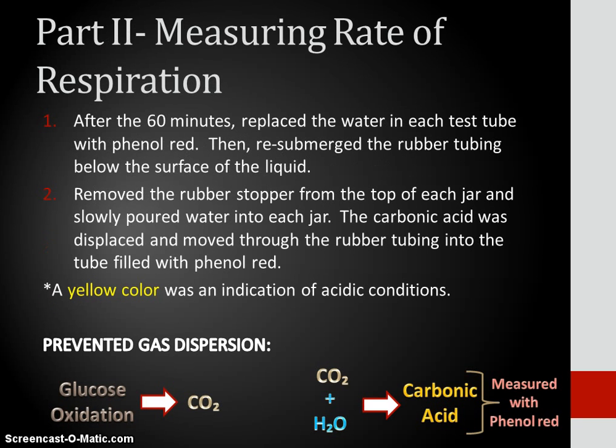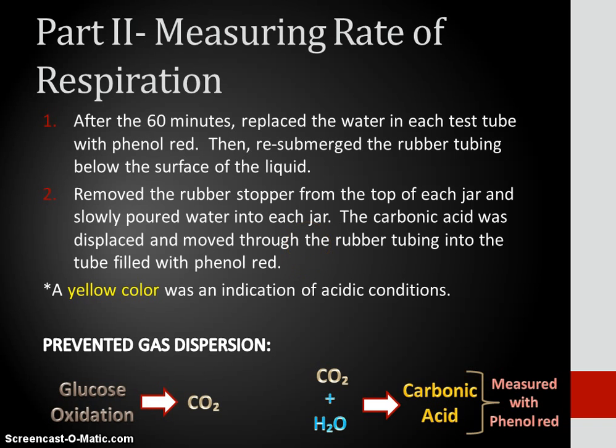This is part 2 of our procedure, so now we're moving on to measuring the rate of respiration. After the 60 minutes was up, we replaced the water in each test tube with phenol red. And then we resubmerged the rubber tubing below the surface of the phenol red. After that, we removed the rubber stopper from the top of each jar and slowly poured water into each jar. So the carbonic acid was displaced and it moved through the rubber tubing into the tube filled with phenol red. An indication that carbonic acid was present would be a yellow color. So if we saw yellow bubbles forming, we would know that carbonic acid was present.